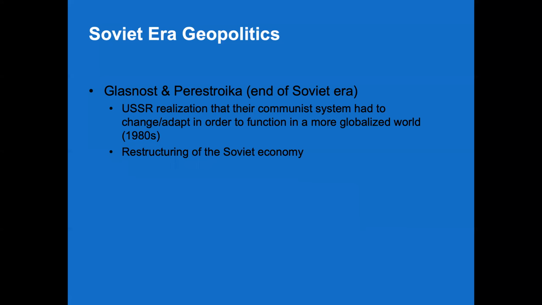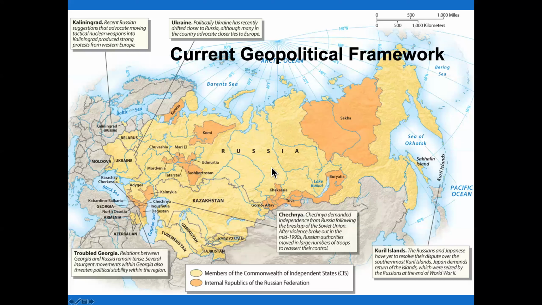These are, again, Soviet era geopolitics, the realization by the USSR that the communist system had to adapt in order to function in a more globalized world. It was in the 1920s, 30s, 40s, 50s. Globalization was starting to take hold, so the Soviet Union had to restructure its economy. It just fell apart, though, in 1991. So the current political framework addresses the issue of complication: Chechnya, Georgia, the Kuril Islands between Japan and Russia, the Ukraine.